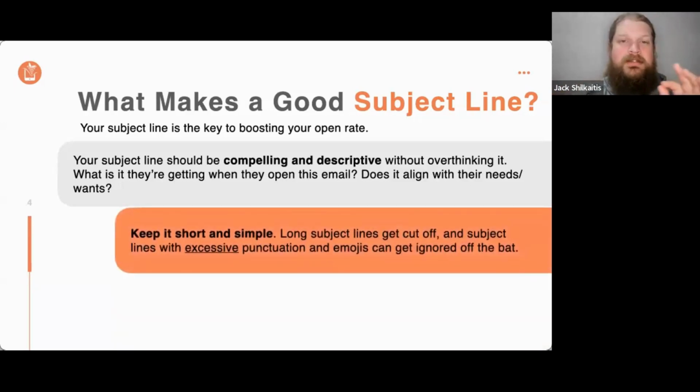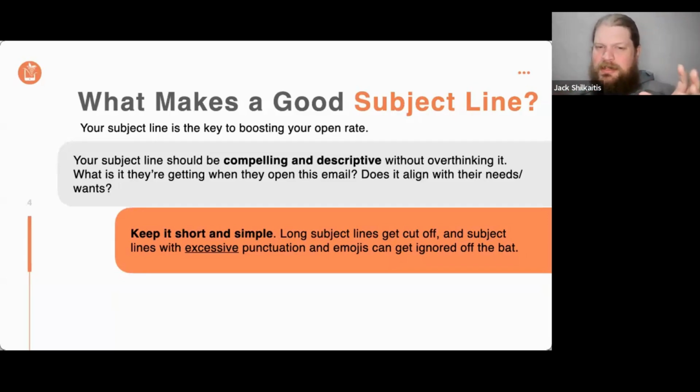You want to keep it short and simple too. So in that example, you won't believe what happened when I went to the zoo, maybe that one's a little too long. You'd want to shave it down, make it a little bit shorter. Keep in mind that long subject lines are going to get cut off. Now, you can actually use this to your benefit sometimes. If the last word or the last couple of words are cut off, and the first part of the subject line is enough that they want to see what the full subject line is, they'll click on it. So take that with a grain of salt.